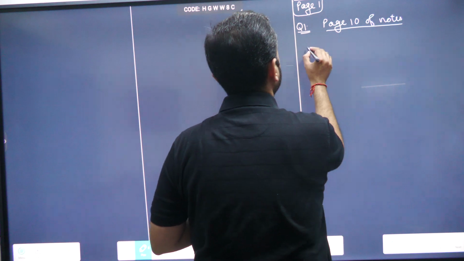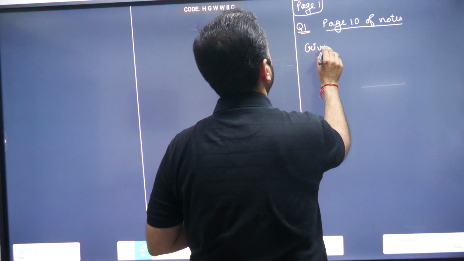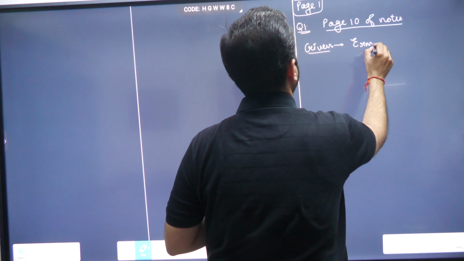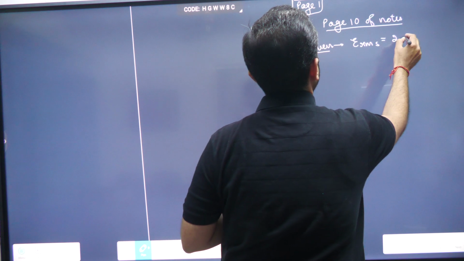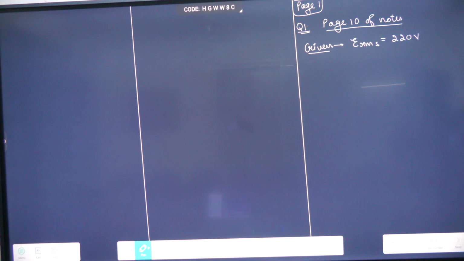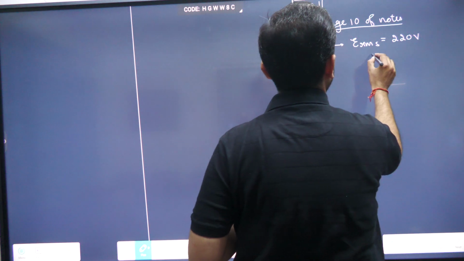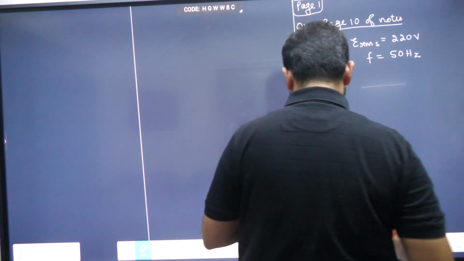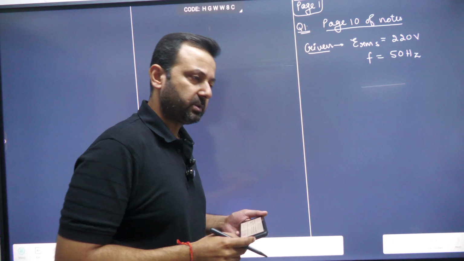So, given E RMS is equal to 220 volt, and then frequency is also given. Frequency F is 50 hertz. They are asking to write down the equation for instantaneous voltage.